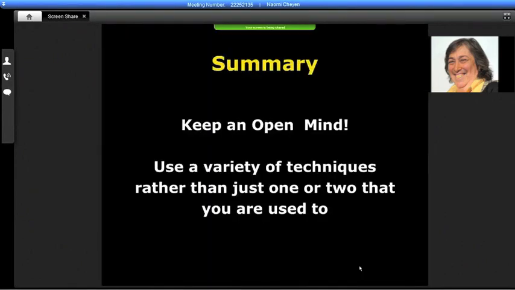So, in summary, my bottom line message is: keep an open mind, use a variety of techniques rather than just one or two that you're used to, and I think in many cases it will bring joy.